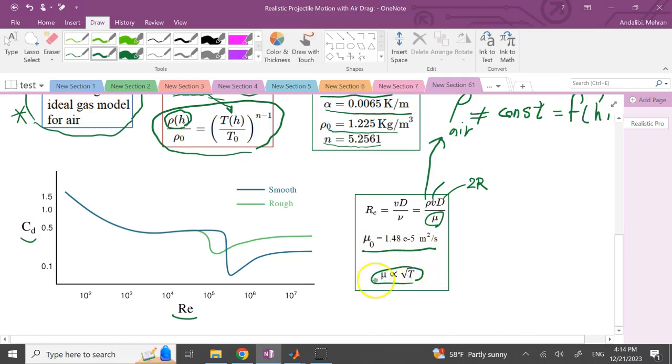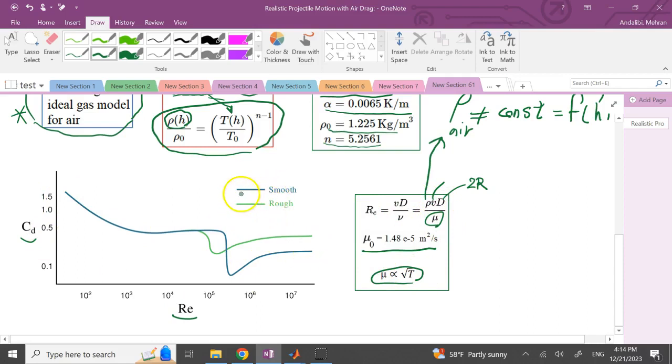It does depend on the temperature. And again, here is a simplified rule. We assume that viscosity is proportional to the square root of the temperature in Kelvin. Again, these are not ideal and perfect, but that's the matter of fact. So Reynolds number itself is a function of velocity and elevation, and that will determine the drag coefficient, CD.